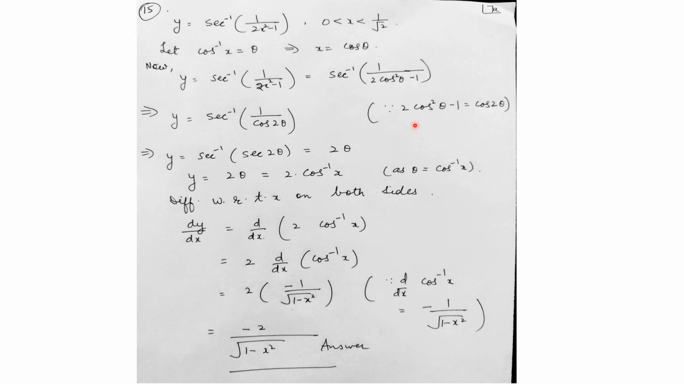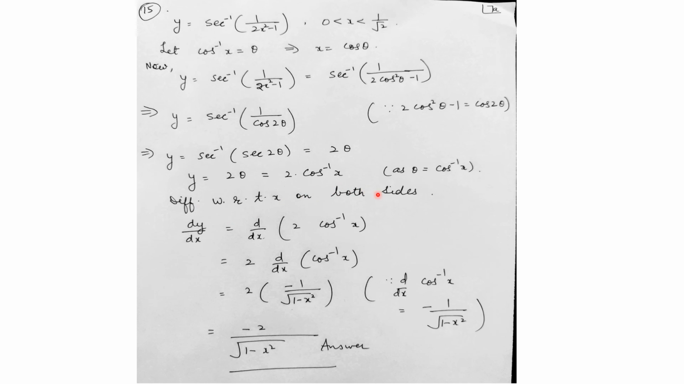Okay. Now we know that 2 cos squared theta minus 1 can be written as cos 2 theta. So you get y is equal to sec inverse of 1 upon cos 2 theta. Now cos 2 theta is the reciprocal of sec 2 theta. So I can write y is equal to sec inverse sec 2 theta. Sec inverse and sec will get cancelled. You are left with y is equal to 2 theta. Now substitute the value of theta, which is cos inverse x. You will get y is equal to 2 into cos inverse x.